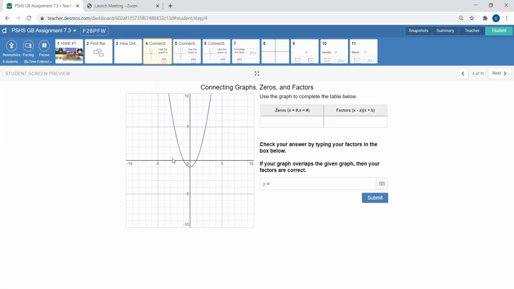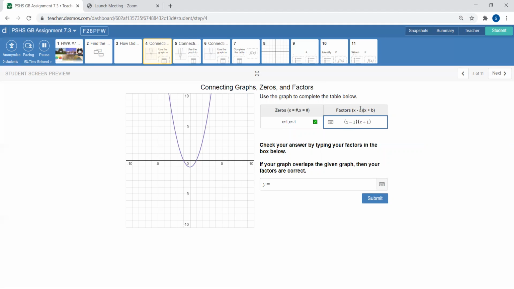Now, when we're looking at our graphs, this is more a review of what we did in lesson 7.2. We're looking at zeros first, so where it goes through the axis. If you're not sure, remember, you can just click and it will tell you 1 and -1. So x equals 1, x equals -1. And then when you do the factors, you just do the opposites. This is the one with the parentheses and the opposites. So where it says 1, I'm going to put -1. And where it says x equals -1, I'm going to do the opposite, which is +1.